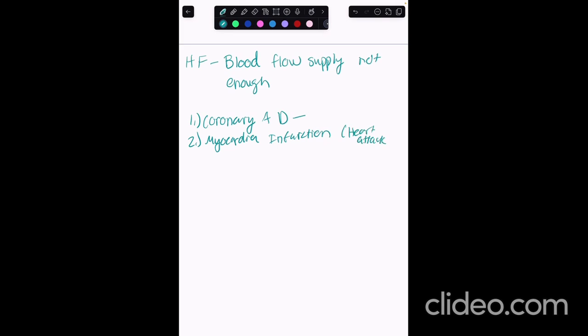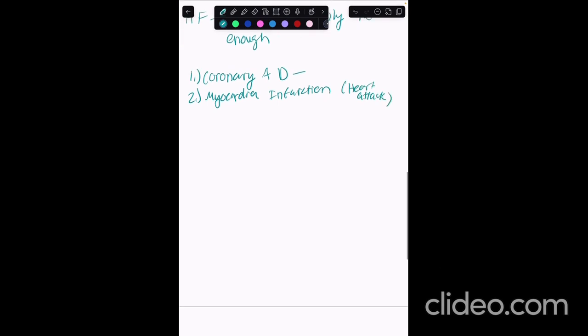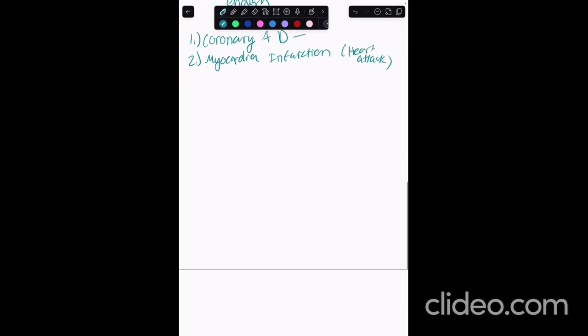So how we can better describe heart failure is that it's broken down into systolic and diastolic. Systolic can be referred to as HFrEF, which I'll go over in a second, and diastolic can be referred to as HFpEF.